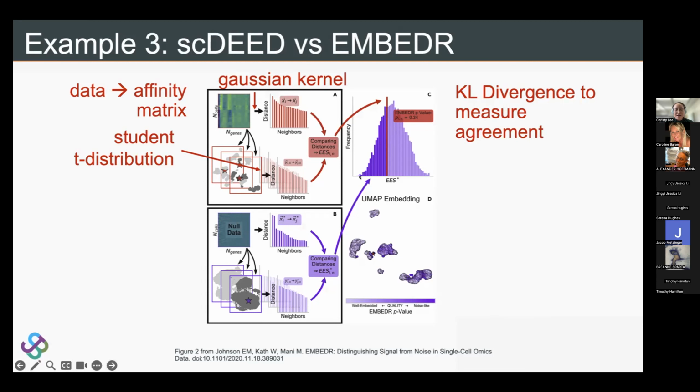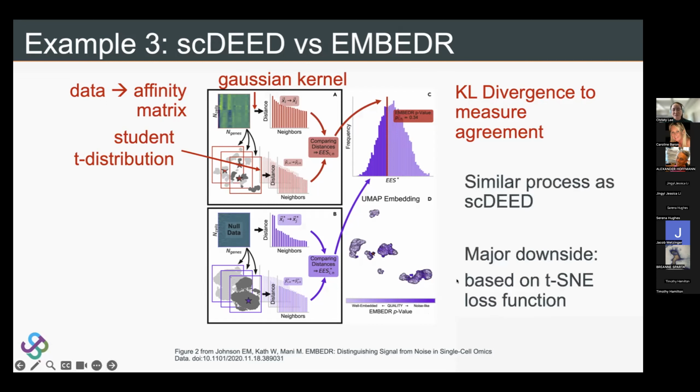And in this case, actually, small means good. Small means the high and low dimensions have a very good KL, a small KL divergence, so they're very similar, and that would be well embedded. And larger values would be a more noisy embedding, where these two affinities are not quite so in agreement. So overall, it's a very similar process as scDEED, but the major downside is that this is based off the t-SNE loss function.